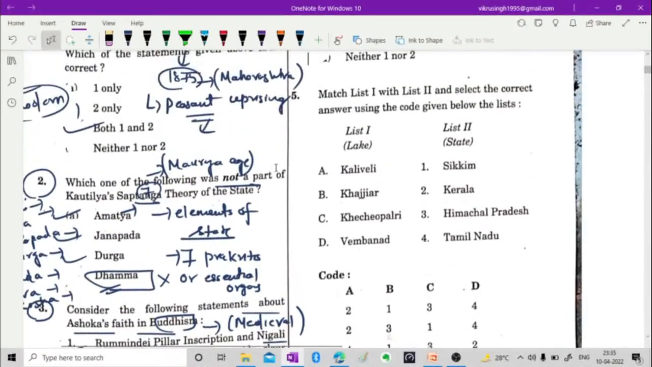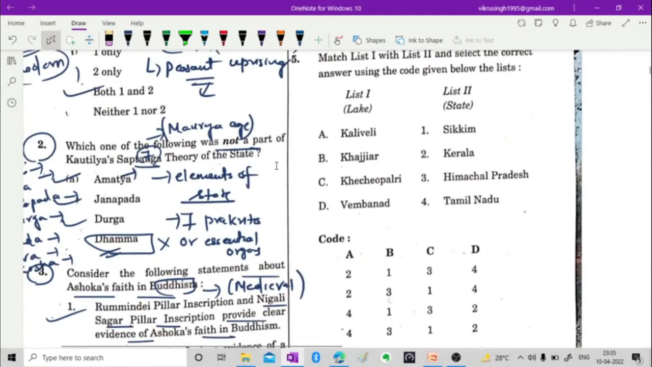Question number 5 says, match the following. The Kolleru Lake. It is in which state? So the Kolleru Lake is in which state, if you can say? It is in Tamil Nadu.